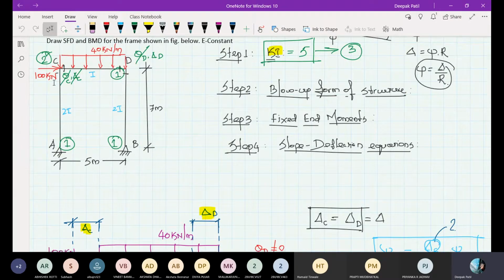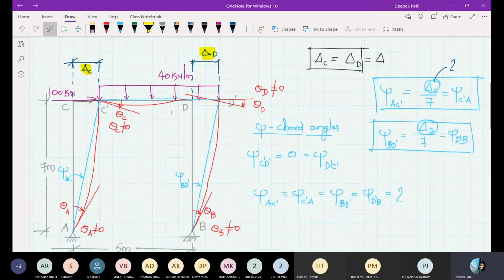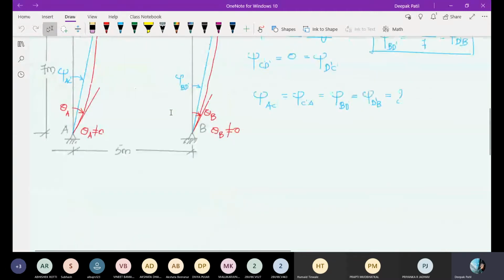Okay, I will repeat once again. The 100 kilonewton is acting at the joint C. It is nowhere acting on the spans AC or CD or DB. Instead, it is acting at the joint. So while calculating the fixed end moments in this structure, don't take into consideration this 100 kilonewton at all, right? Okay, so if that is the case, let us write the fixed end moments.